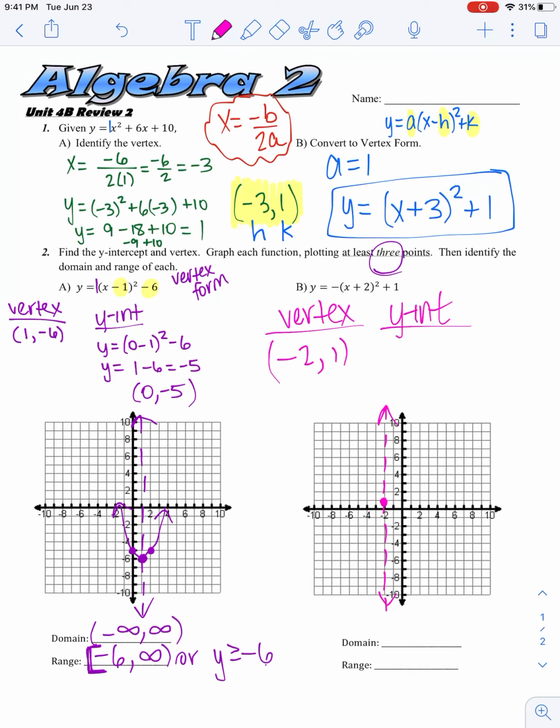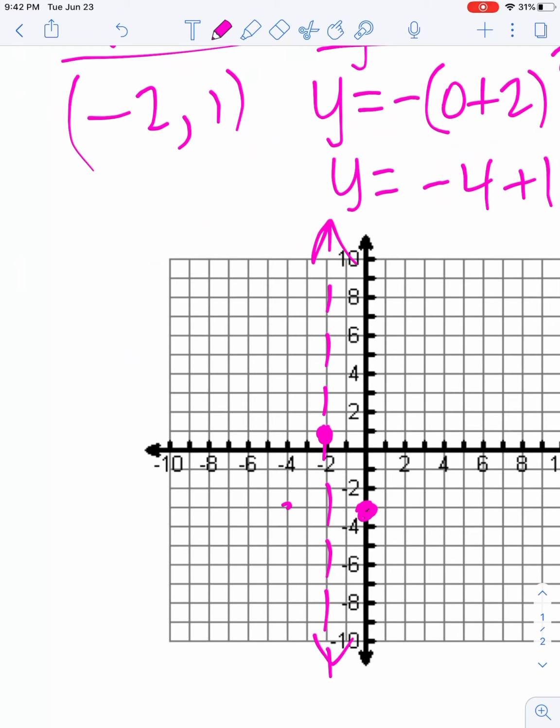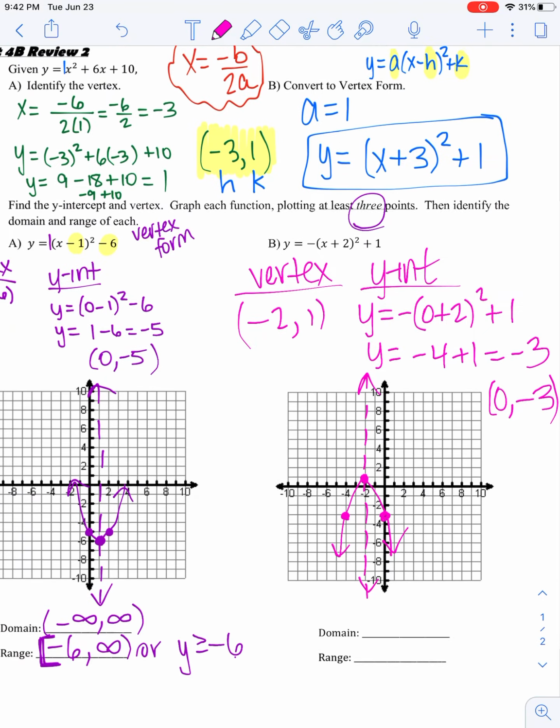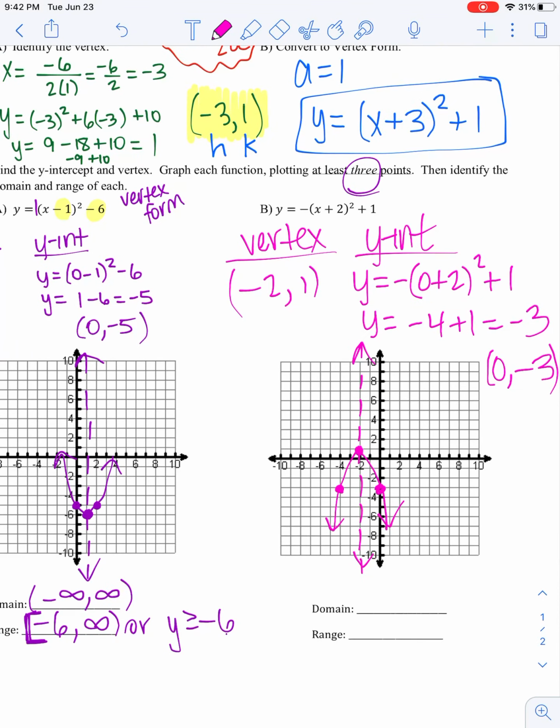Okay, so we have to actually plug in a 0 for x. So I have a negative 0 plus 2 squared plus 1. So y equals negative 4 plus 1, which is negative 3. So 0, negative 3. When I graph that, I can reflect that over the axis of symmetry to the other side and connect the points. This parabola is opening down, which it should be because we had that negative in front.